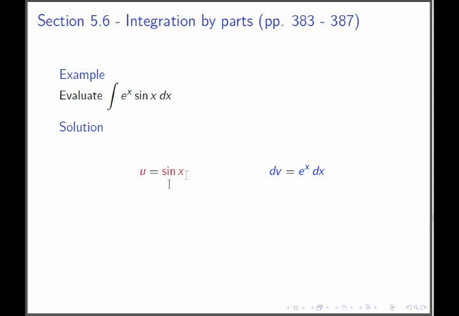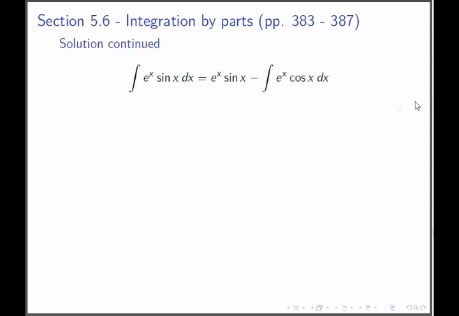Then take the differential of both sides here and integrate both sides here. We get cosine x dx, and here we get just e to the x, and again not putting plus c here. Now the integration by parts formula says this. Okay, now how do we compute this integral? It doesn't look any easier than the original integral. It looks about the same level of difficulty.